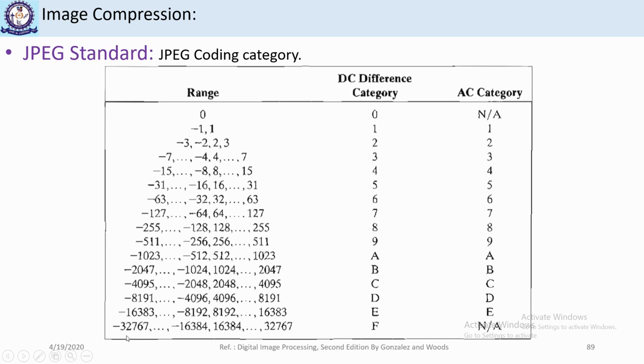So minus 32,767 to minus 16,384 and 16,384 to 32,767. If the coefficient falls in this range, then its DC category is F, and for this there is no AC category. So this is how we define the category for each DC coefficient and AC coefficient.